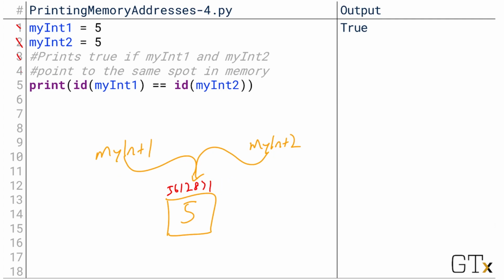Notice that both myInt1 and myInt2 are pointing to the same memory address. And as a result, on line 5, when we print the answer to the question, does the ID of myInt1 equal the ID of myInt2? Our answer is true. Those 2 variable names are pointing to the same memory address. In other words, they have the same ID.